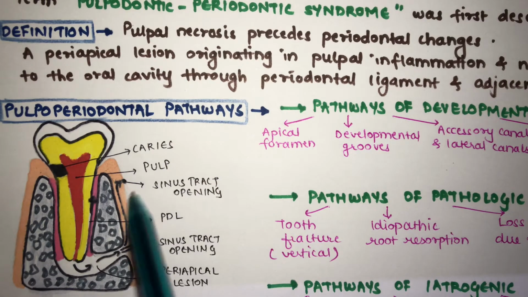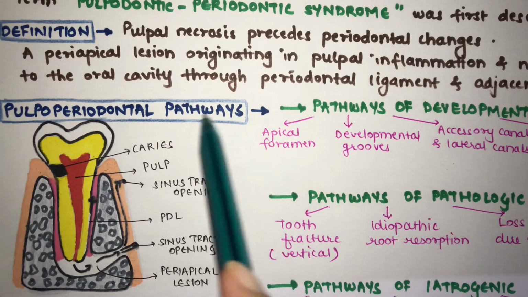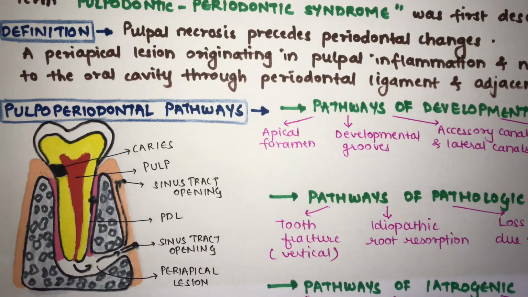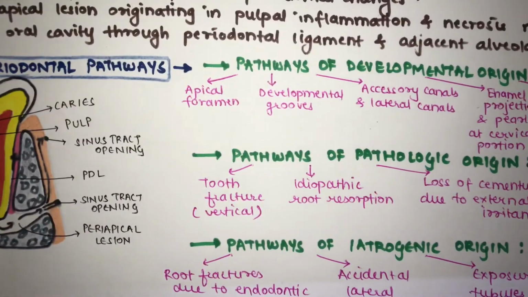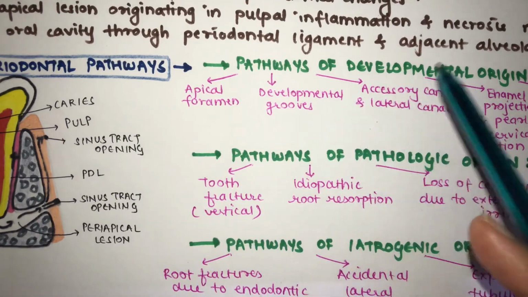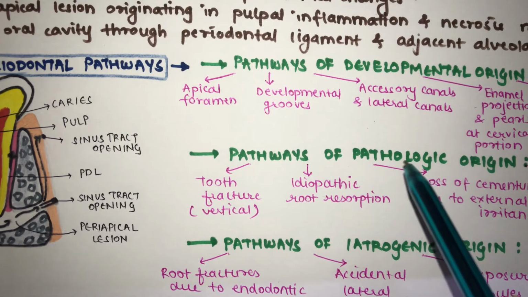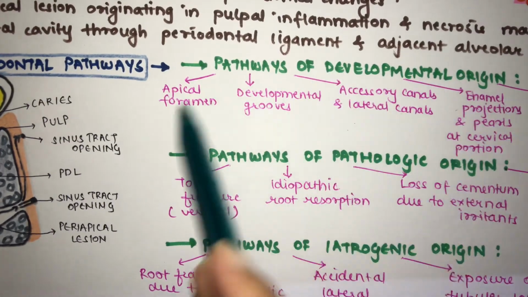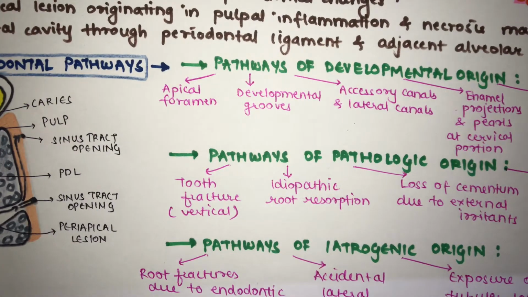Now, how do they communicate, or what are the paths of communication between the pulpal and the periodontal structures? Basically there are three pathways. It can be a developmental origin, a pathological origin, or an iatrogenic origin. Developmental origin is because of the structures of the teeth. There are some structures because of which there is communication between the pulp and the periodontal structures.